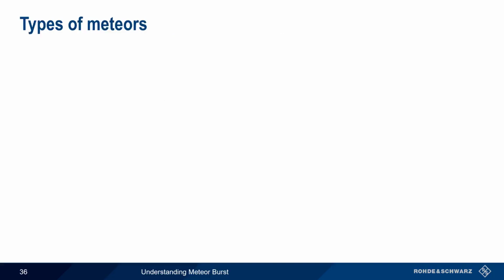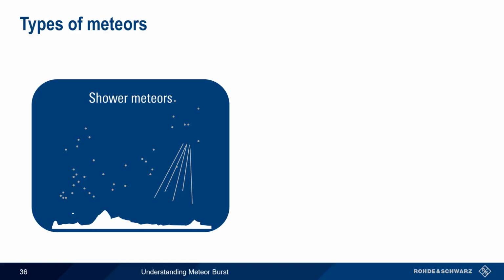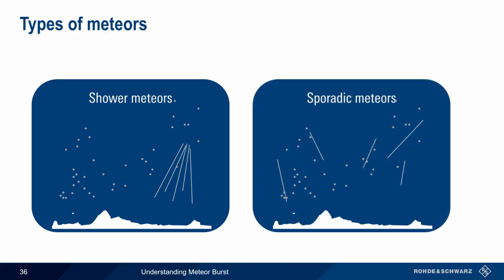Meteors can be grouped into two general categories. The first of these are meteors which occur as part of a meteor shower, and the second are so-called sporadic meteors which occur year-round. The way in which meteor trails are used for communications depends in part on the type of meteors that created them. Let's start by looking at shower meteors.